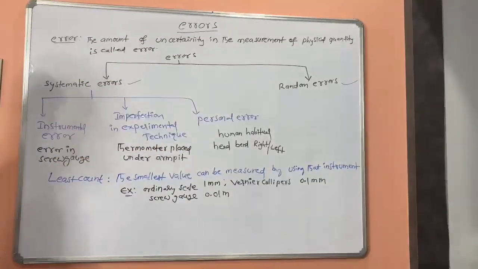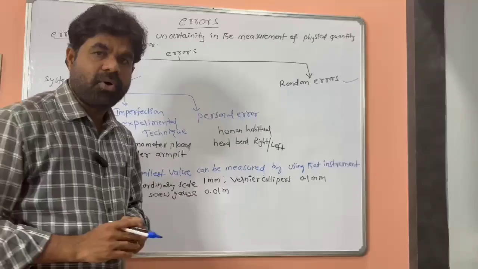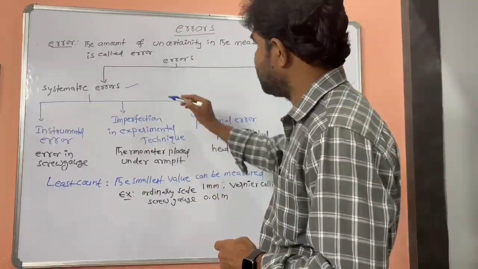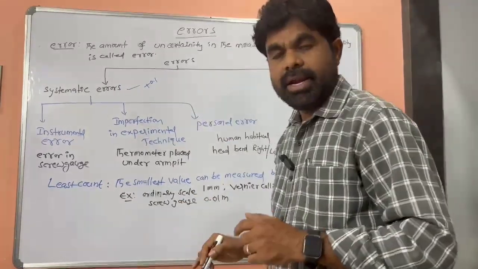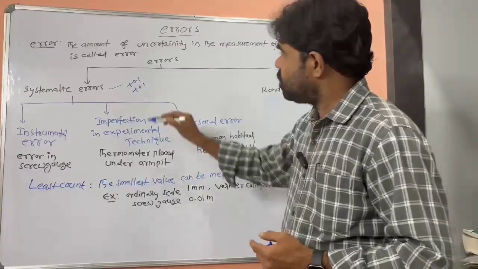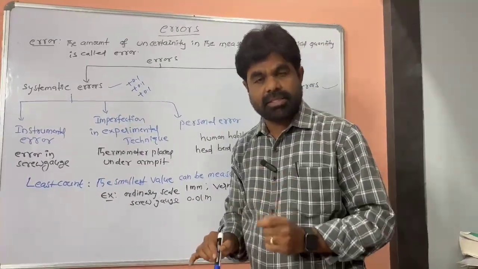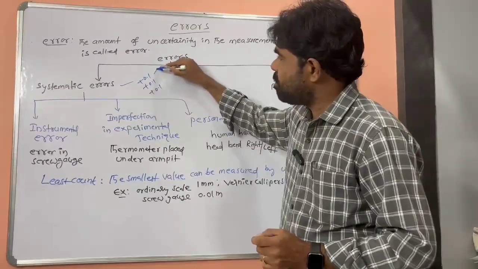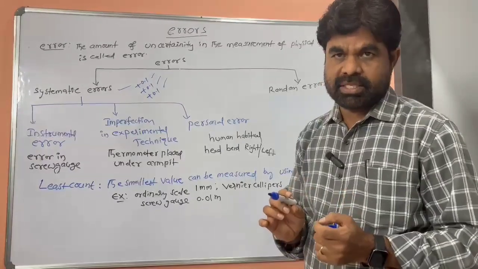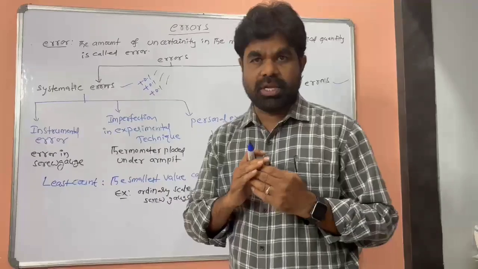What is the systematic errors? The systematic errors are those tends to one direction, either positive or negative. Suppose for example, the error in the first reading is plus 0.1 and the error in the second reading is also plus 0.1 and the third reading is also plus 0.1. That means each and every measured value has same sign and same magnitude. Those type of errors are called systematic errors. For example, screw gauge. The zero error in the screw gauge is plus 5 or minus 5.